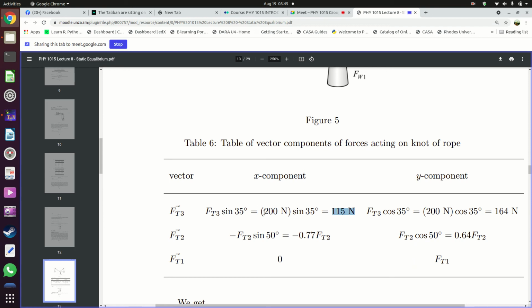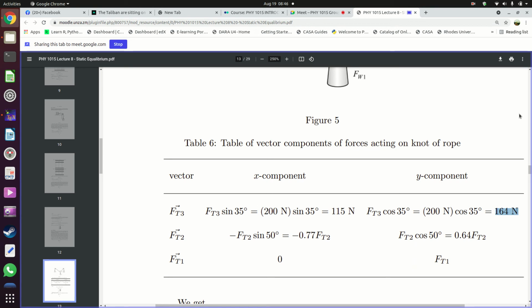So make the correction. Those of you who have printed the notes, you write Ft3 cos 55 degrees equals 200 newtons cos 55 degrees, which will give you 115. Then you move on to this other bit, Ft3 sine 55 degrees, that's going to give you 200 newtons sine 55 degrees. So 200 times sine 55 degrees you're going to get 163.8, which is just 164 newtons. Are we clear?